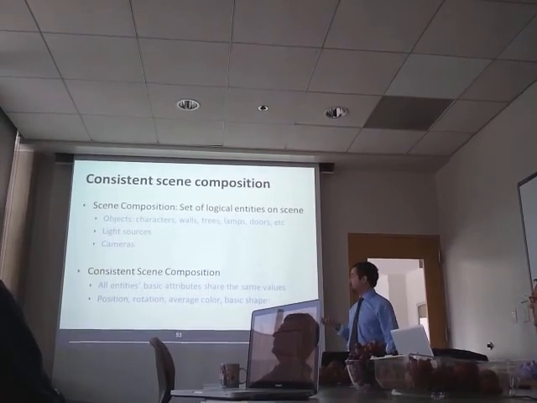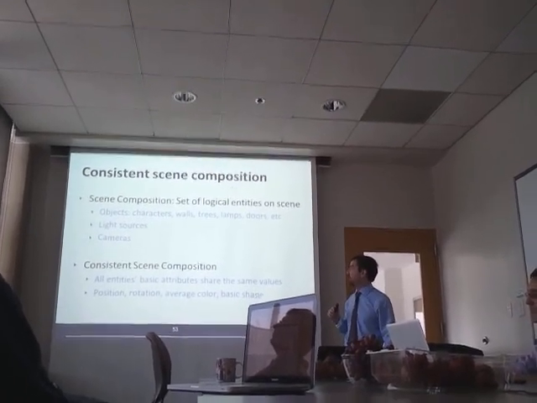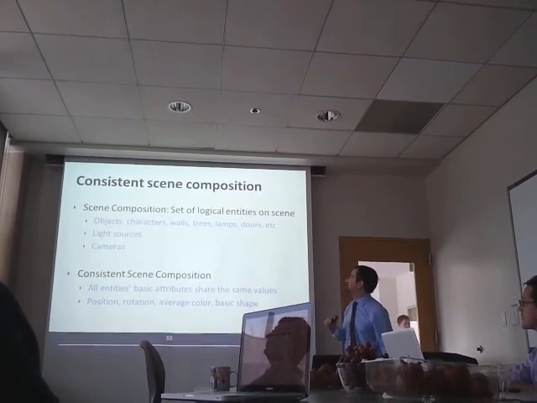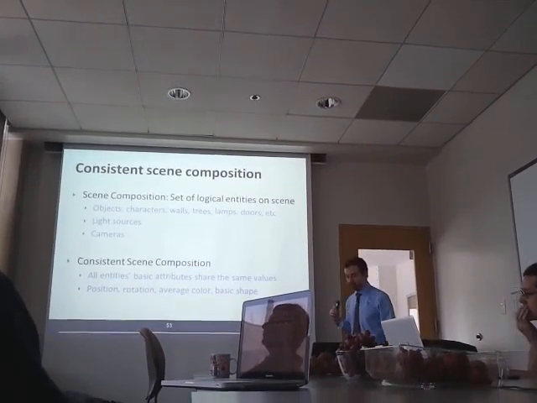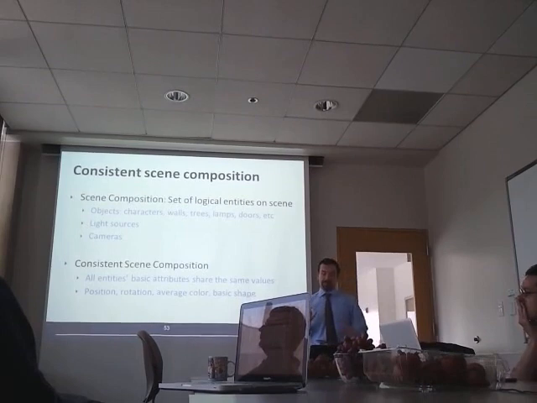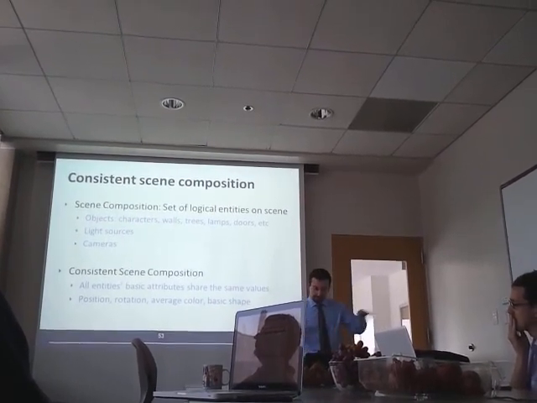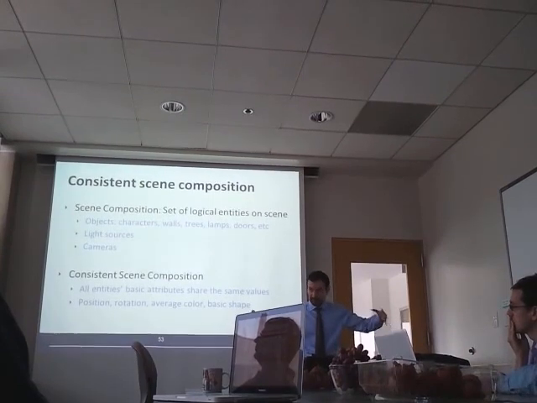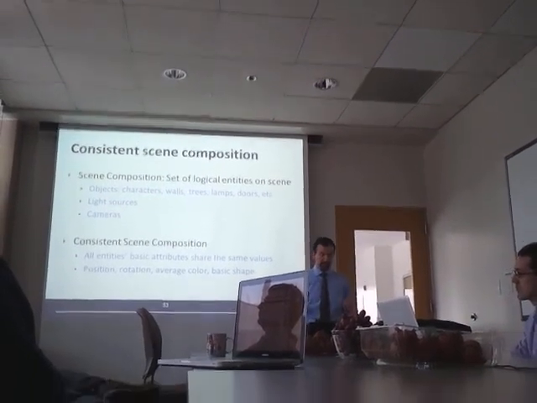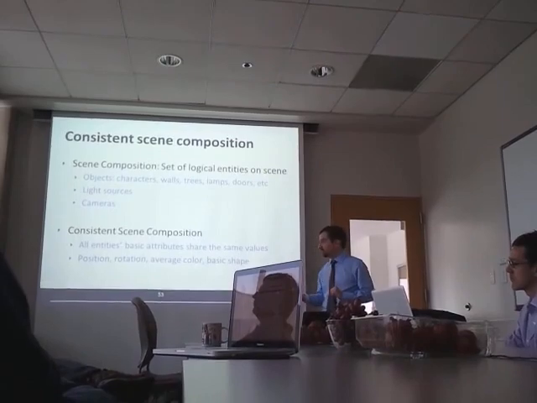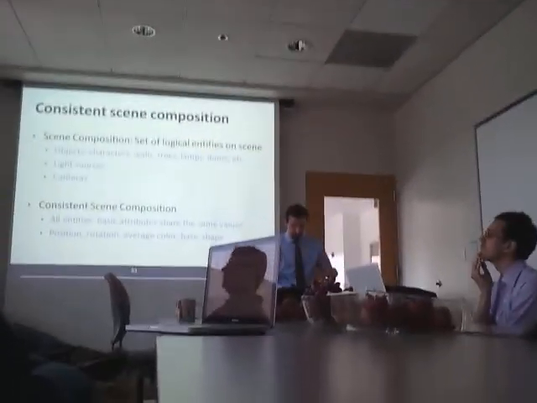And for the consistent scene composition, first let me define what I mean by scene composition. It's the set of logical entities on the scene. They are the characters, the walls, the trees, the lamps, the bad guys, the weapons, bonuses, everything that is logically visible and important in the game. And the light sources, the cameras, all of this is the scene composition.